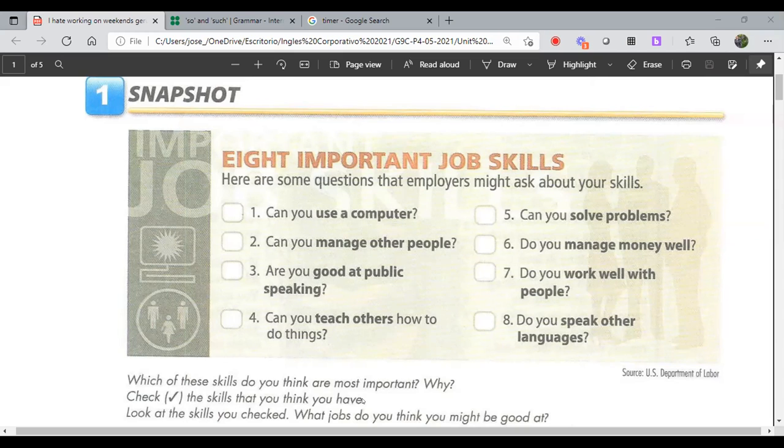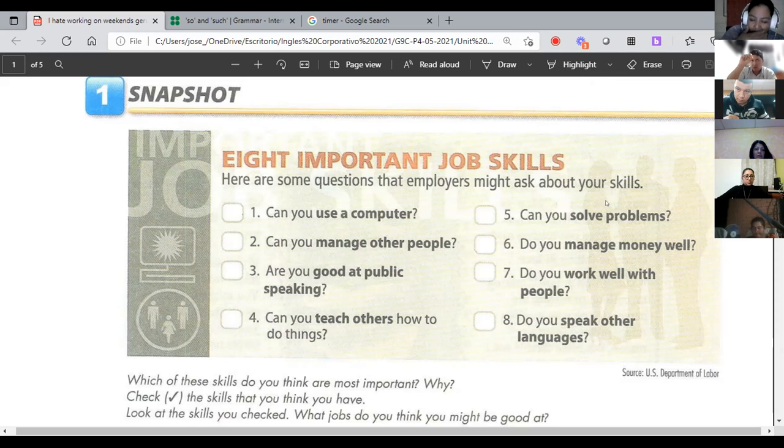So, check the skills that you think you have. Second thing, o aparte del top 3, que es lo ideal que digamos que usted diga, ok, estas son las 3 que yo quisiera tener o que deberíamos de tener, ¿verdad? En el trabajo. The next one would be, check it. Ahora dele un chequecito o escriba, digamos, 1, 2, 3, 4, 5, 6, 7, 8 y a la par ponga el chequecito de lo que usted piensa que usted tiene esa habilidad, ¿verdad? Check the skills that you think you have. All right?